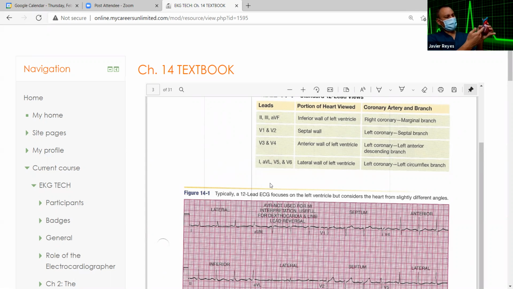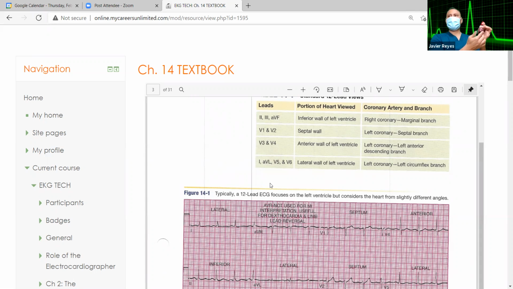This would be the left anterior descending. V1 and V2 would be around here. I mean V3 and V4. And so on. It goes this way. Lead 1 is looking at the heart this way, because lead 1 is created with a positive and a negative, so electricity flows this way. So that's lead 1. Lead 1 and AVL, which is over here, looking at the heart over here, V5 and V6.